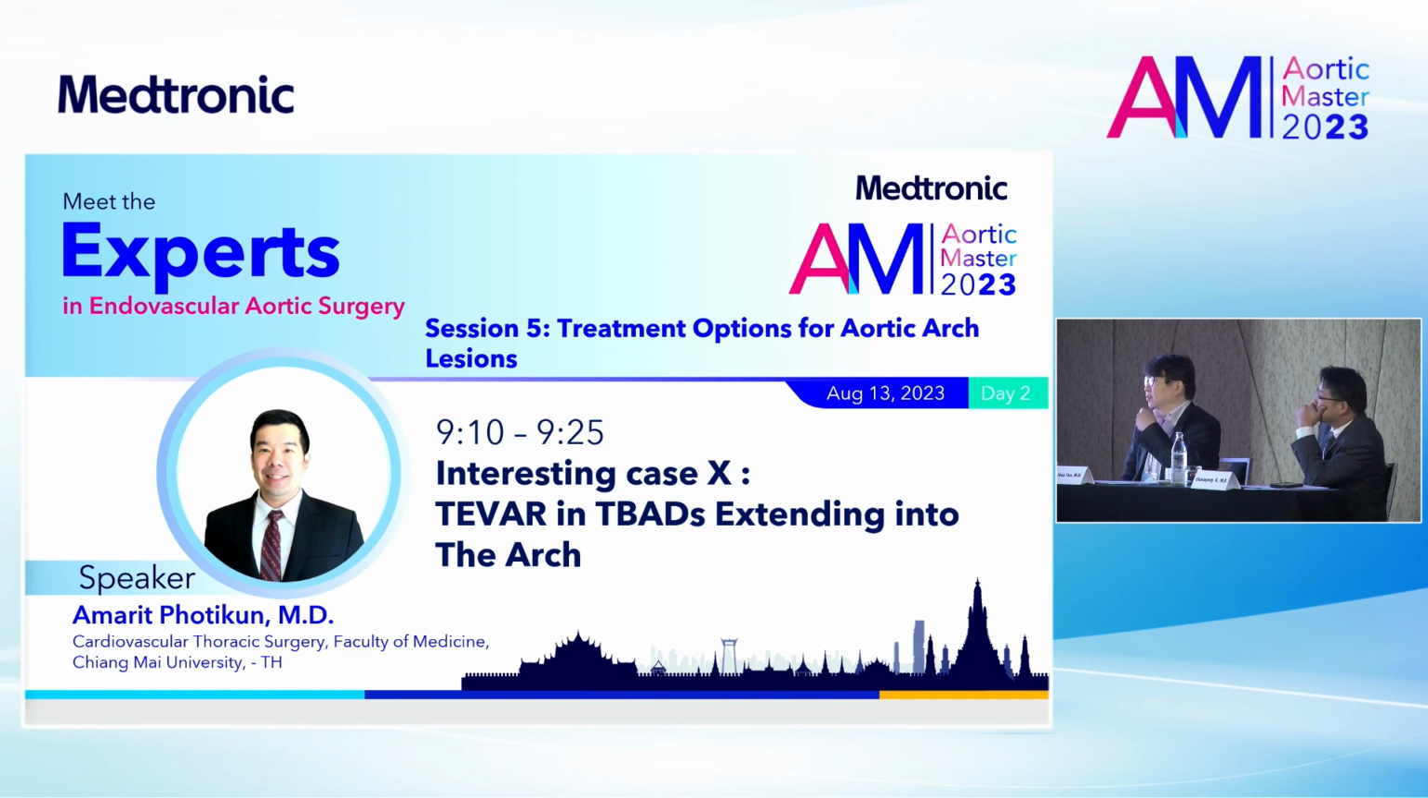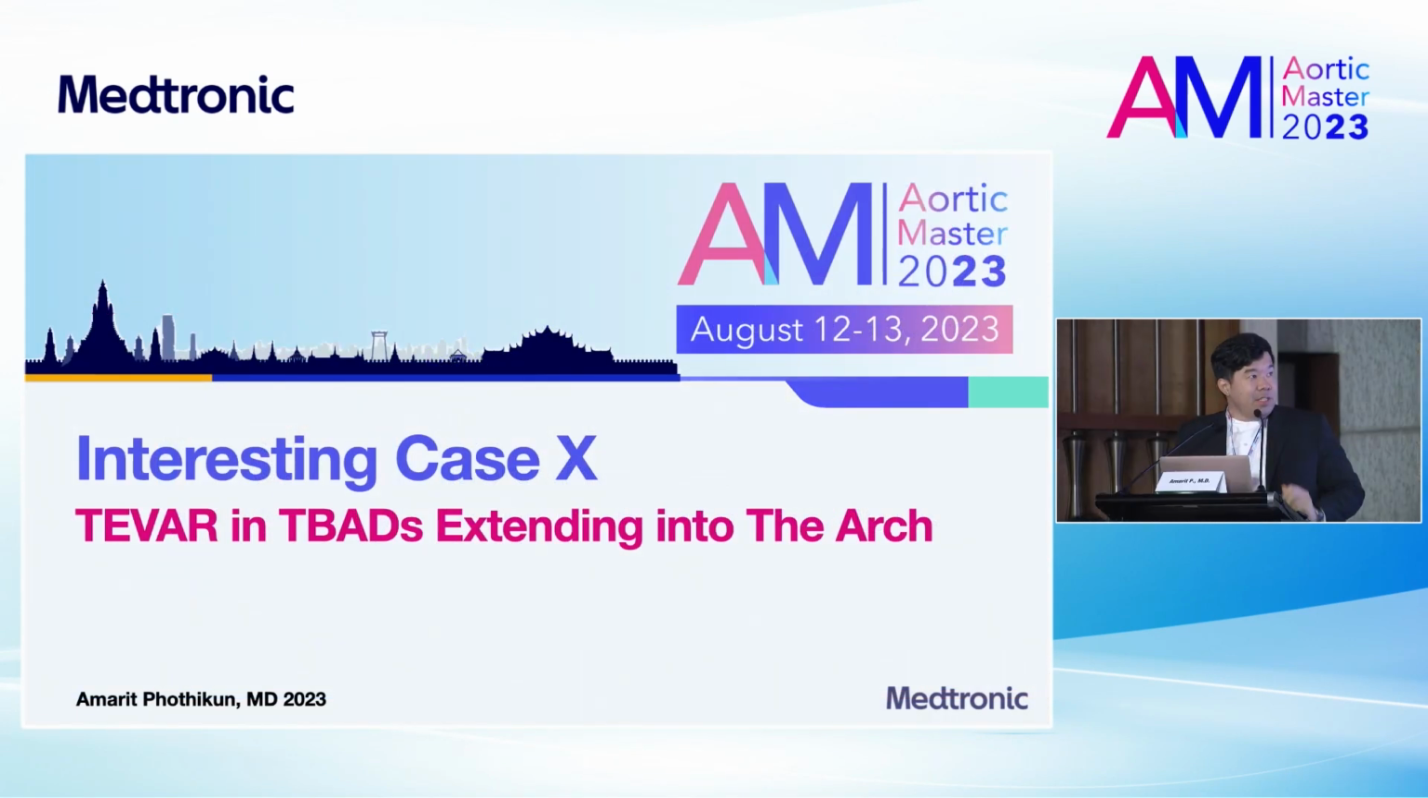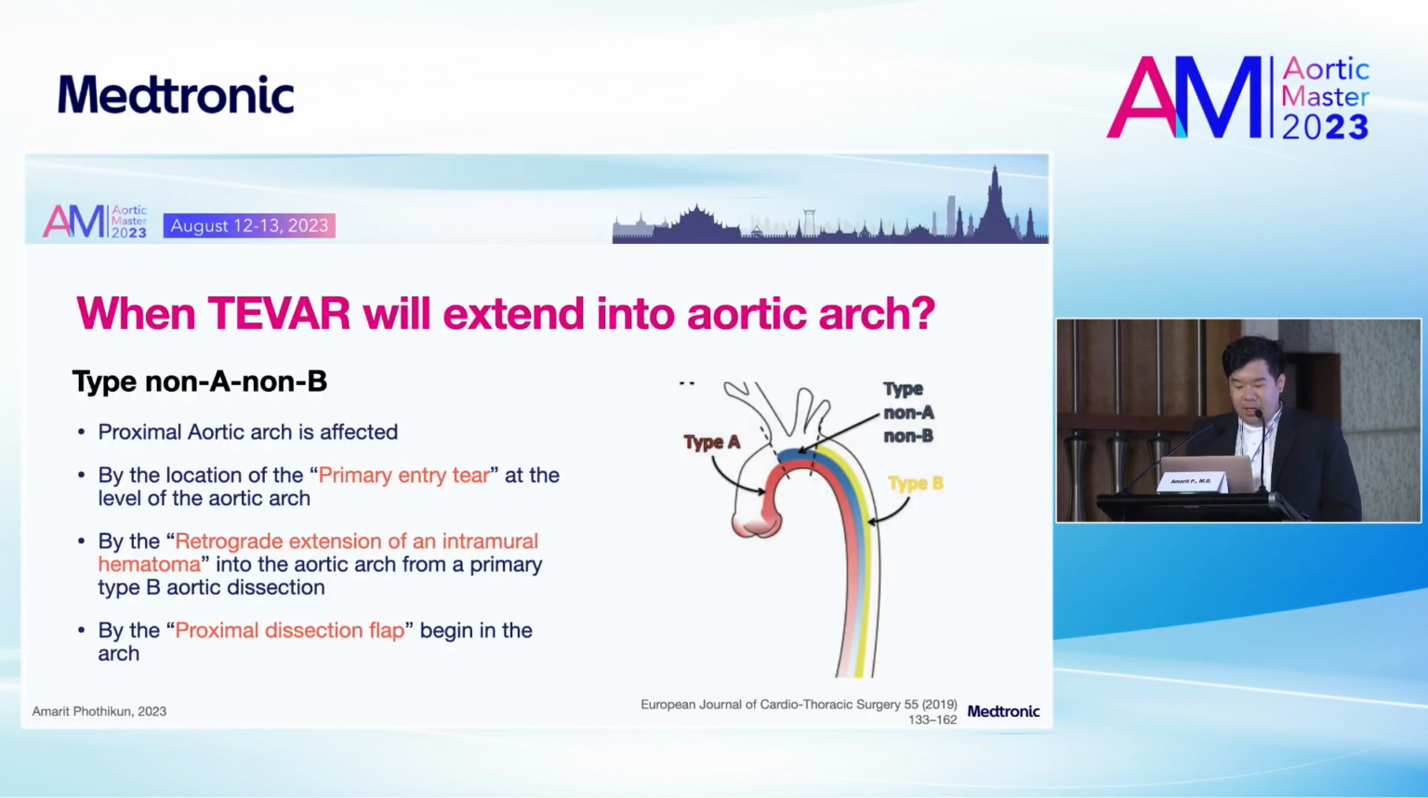Thank you, Chairman. It's my honor to be present. So my interesting case is a TEVAR in Type B dissection extending into the aortic arch. Yes, it's not Type B because it extends into the aortic arch. So we call that type non-A, non-B, as discussed by the panelists.